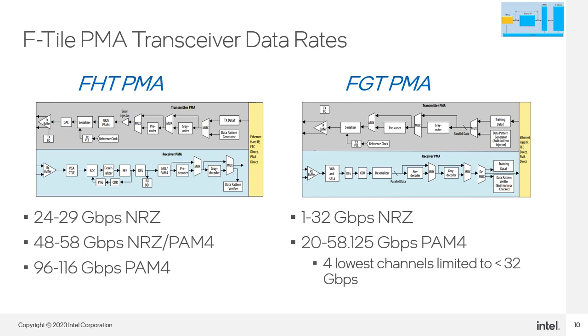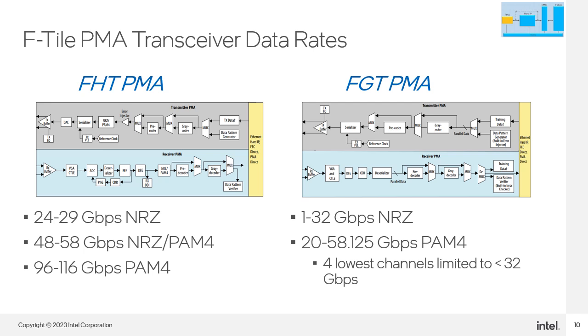Because of their design, the FHT PMAs support both NRZ and PAM4 in data rates from 24 to 116 gigabits per second and in the data rate bands shown on the left. The FGT PMAs support from 1 to 32 gigabits per second NRZ and 20 to 58.125 gigabits per second PAM4. Be aware of the following notes. The PMA data rate supported is always dictated by the data path clocking mode and PMA type you select.